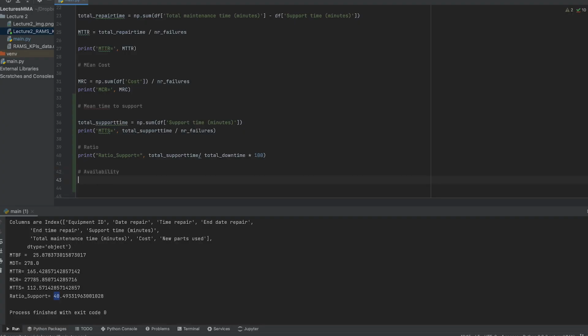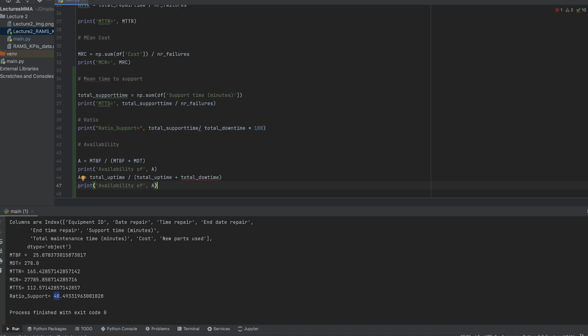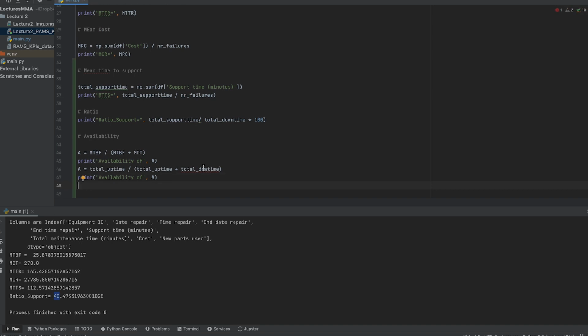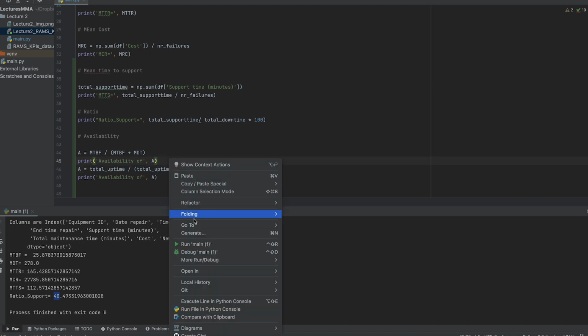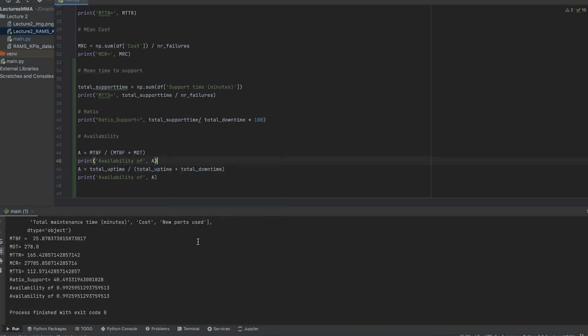Availability. And interestingly, we have these two formulas that lead to the same result. Total downtime. Okay. And let's check if we calculate the availability by the formula of the mean time between failures and so on, equals this calculation here. And yes, it's exactly the same. So the availability is actually quite high.